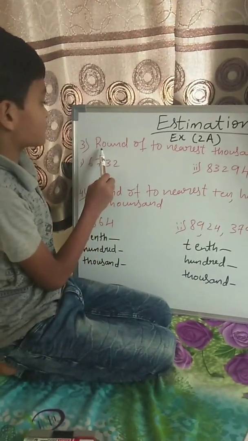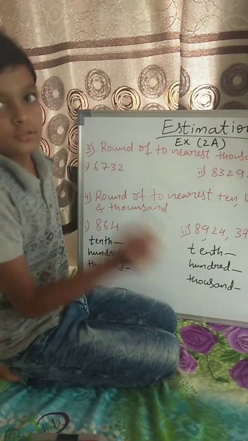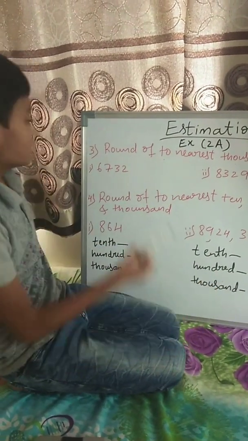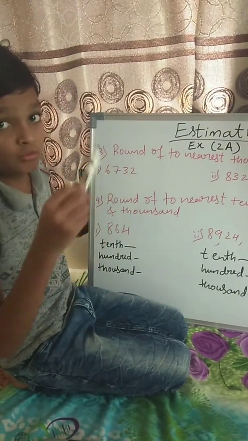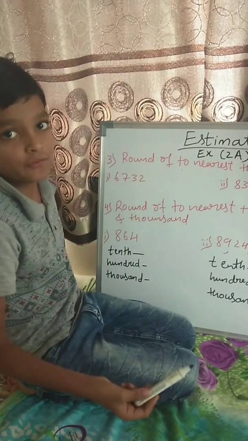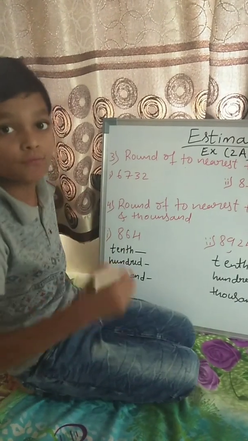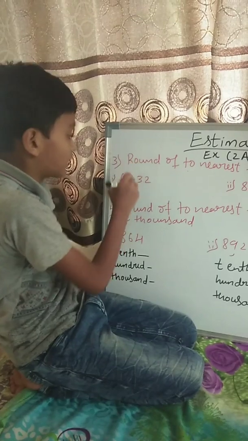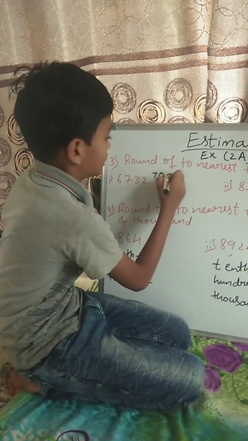So the third question is round off to nearest 1000. So when we have to round off to the nearest 1000, we have to check 100 place. So in this first question, the 100 place, we can observe 7, which is also greater than 5. So if it is greater than 5, 1 should be added to the 1000 place. And when 1 is added to the 1000 place, ones and tens and 100 place become 0. So the final answer is 7,000.